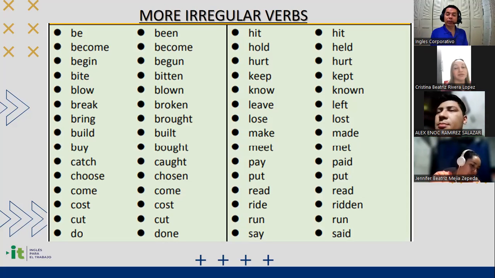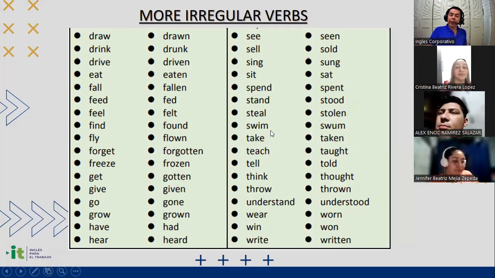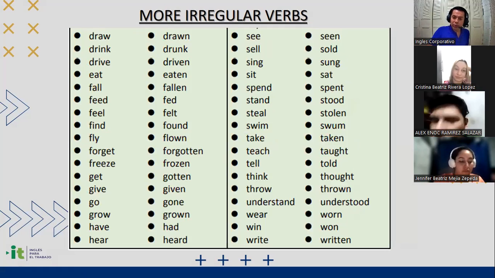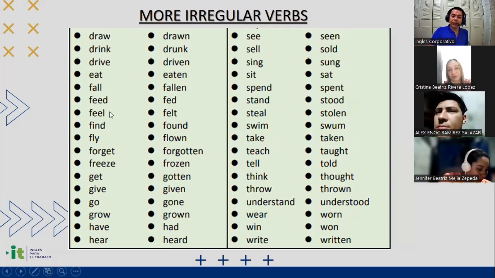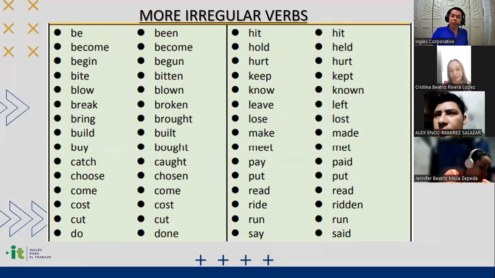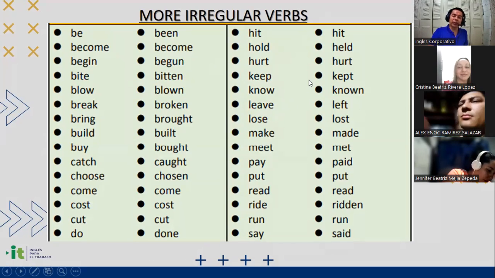And we are going to try to learn. Les voy a compartir esta presentación y el día de mañana les voy a hacer un pequeño quiz, ¿les parece? Un pequeño quiz oral acerca del pasado participio de los verbos irregulares. Aquí tenemos apenas, o sea, el 5% o el 2% de los verbos. Un montón, ¿verdad? Pero estos son los más populares, ¿ok?